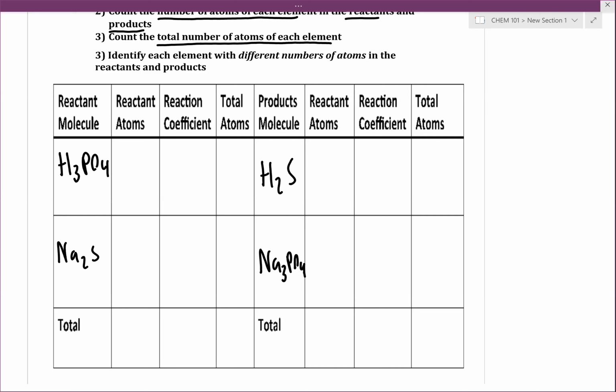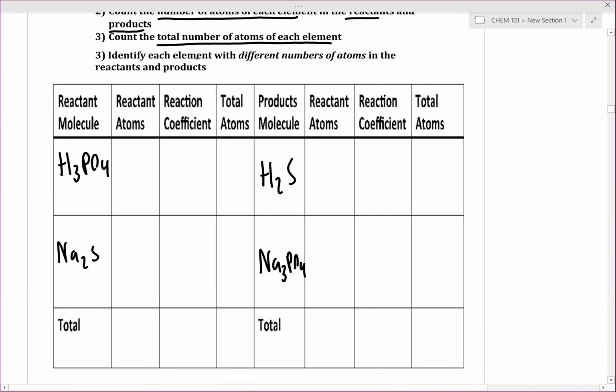Now what we're going to do is we're going to fill in and we're going to count the number of atoms of each element. So how many hydrogens are in phosphoric acid? 3. So we have 3 hydrogens. How many phosphoruses do we have? 1. Yep. And how many oxygens do we have? 4. Yep. In sodium sulfide, how many sodiums do we have? 2. Okay, and how many sulfur atoms do we have? 1. Okay, now we're going to hold off on calculating our total just yet.